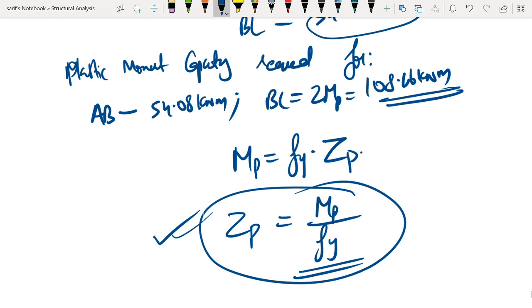So with this we conclude our discussion on plastic moment analysis for continuous beams, and in the next session we will be discussing plastic moment capacity or plastic analysis for portal frames.